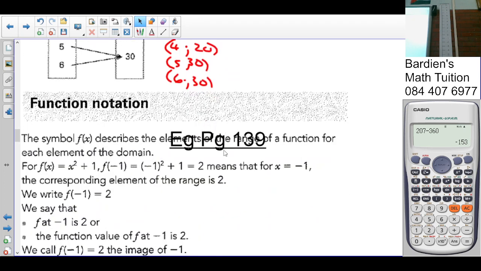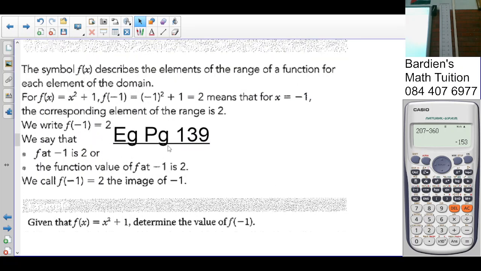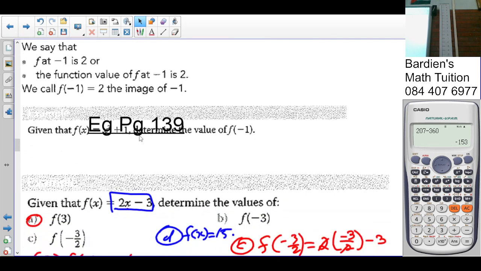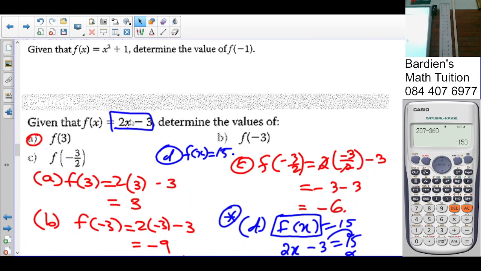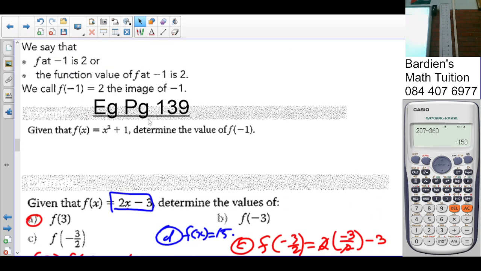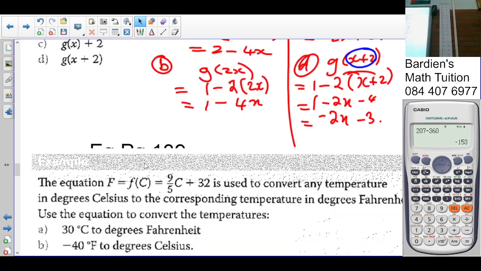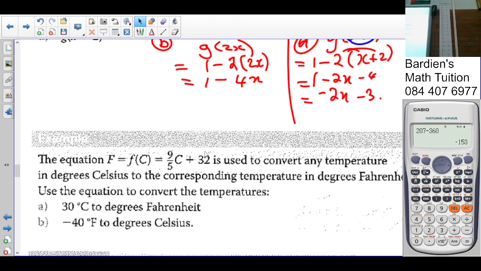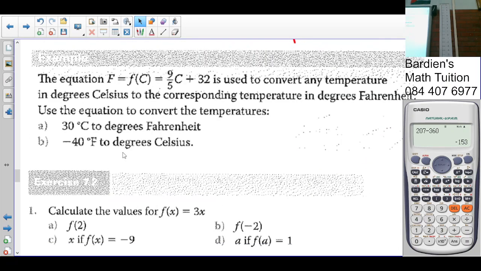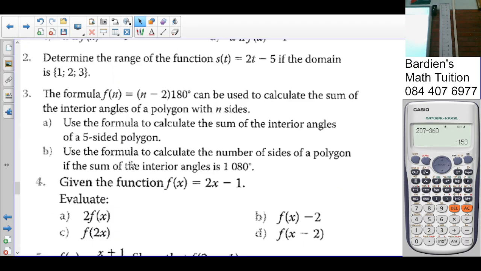Then we went into functional notation. We said that the symbol f of x describes the element of the range of the function for each element of the domain, and we spoke about that there. We said that there was a repeated question here. The question is explanation and the example is the same. We did that there, we did this, we did that. Right, 7.2. I asked you to do 7.2, correct?